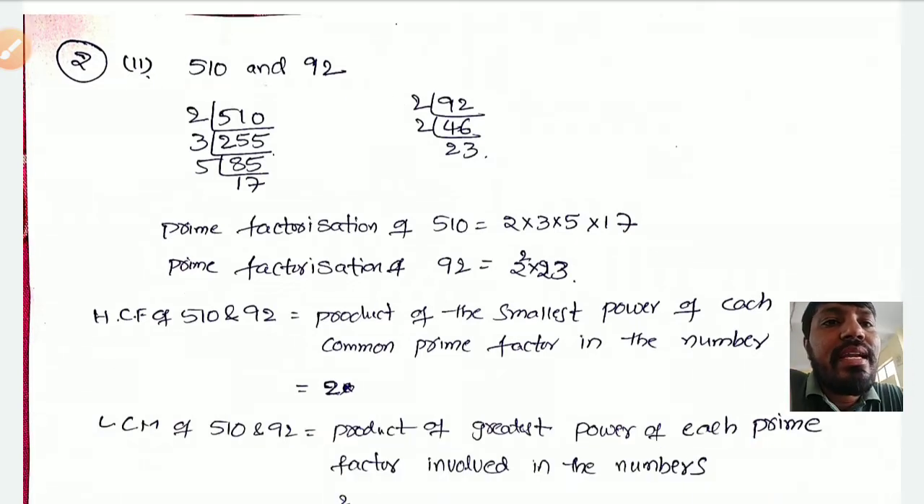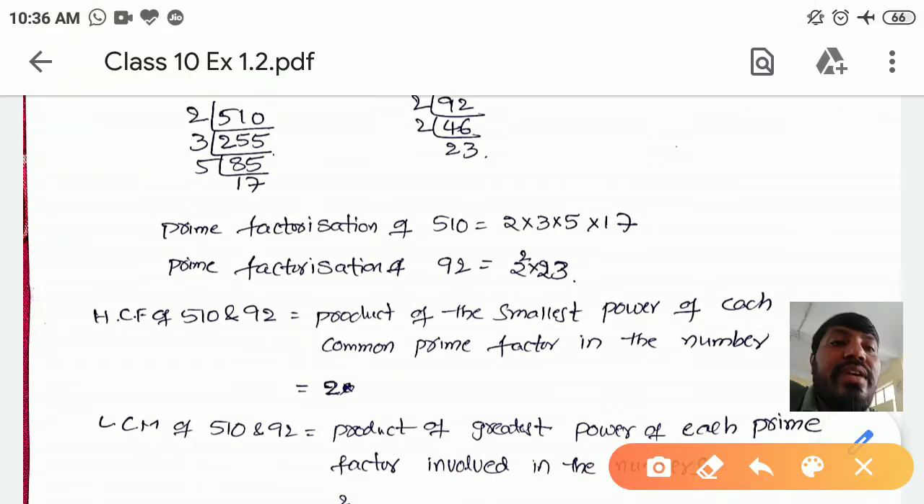510 and 92. For 510, I have done the prime factorization: 2 into 3 into 5 into 17 you got. And 92's prime factorization is 2 into 2 into 23 you got, which can be written as 2 square into 23, which I have written to you here.